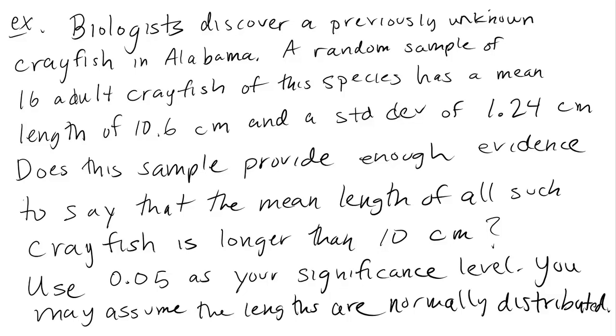So if this is a new species, a creature that they didn't have access to before, there isn't going to be a whole lot of data on it. One way to make an inference would be to make a confidence interval, and that's not a bad idea, but we're going to do this from the perspective of hypothesis testing.